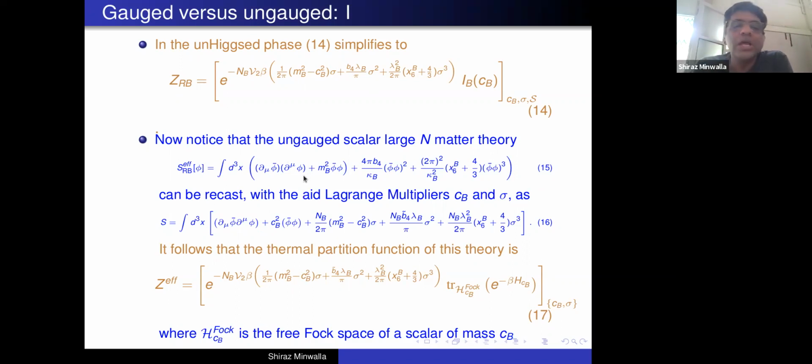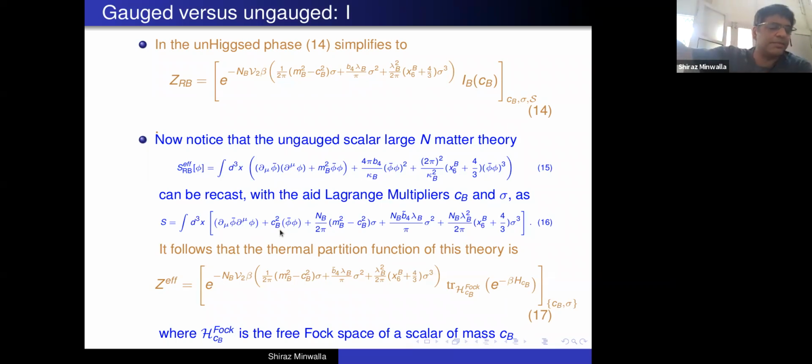Now, if we were trying to solve this ungauged theory in the large N limit, it's almost trivial. With the aid of Lagrange multipliers, we set sigma to phi bar phi with some normalization. So the two additional Lagrange multipliers are sigma and CB. The equation of motion for CB is that sigma is phi bar phi with some normalization. Then the equation of motion of sigma is something else, which doesn't matter. This Lagrangian can be rewritten in this form, where all the interaction terms have been rewritten as interactions for this Lagrange multiplier sigma. And the dependence of the action on phi is now quadratic, and it's very simple.